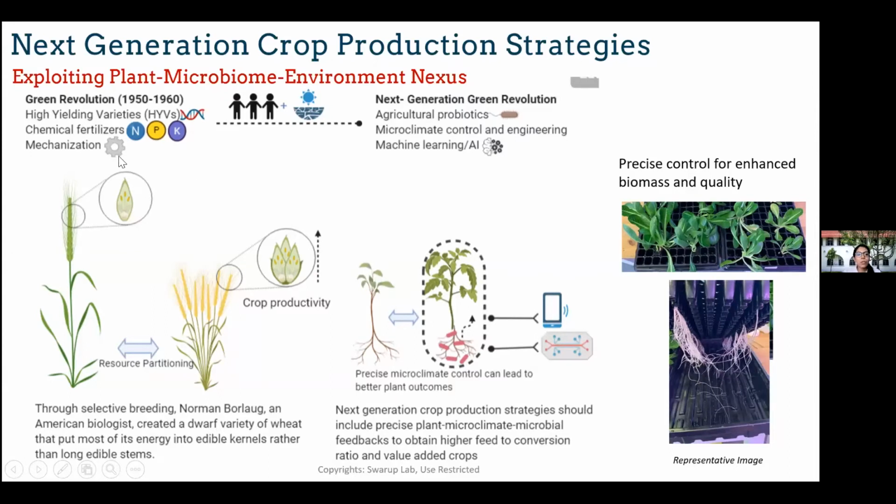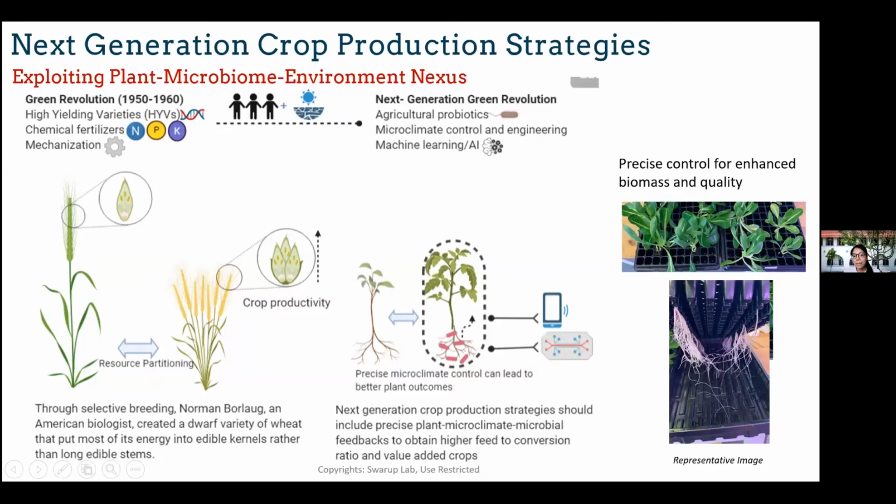A lot of the farmers who were there in the green revolution era have now left their occupations. So how do we go about it? How do we see the next generation green revolution happening? The next generation green revolution would be fueled mainly by agricultural probiotics, which is what the microbiomes are. I'm just using a word which is more familiar to everyone, because we would like to utilize or harness their services.